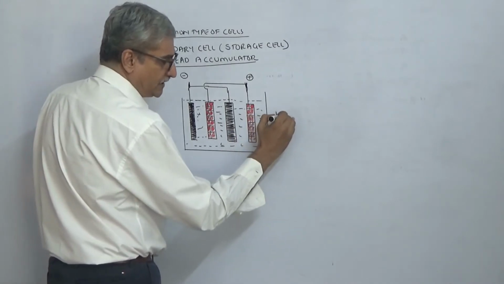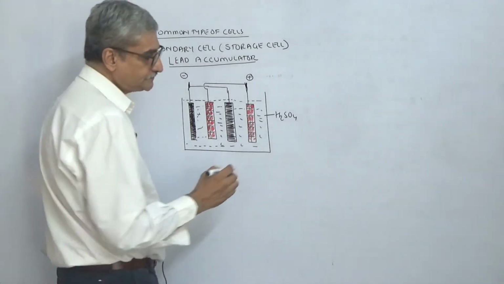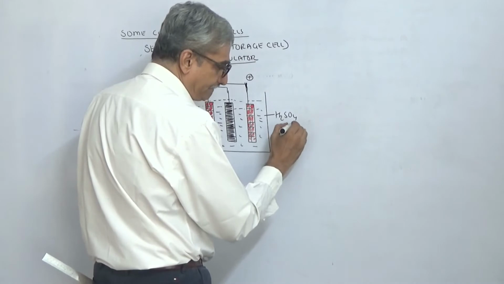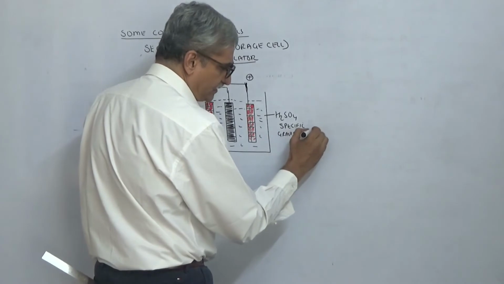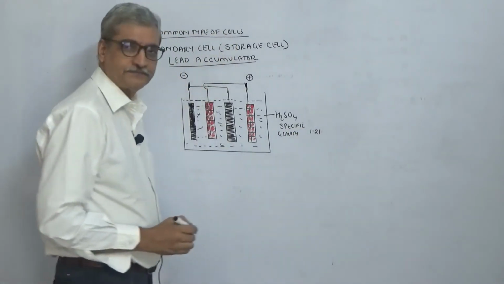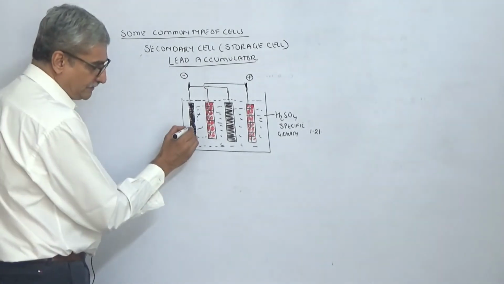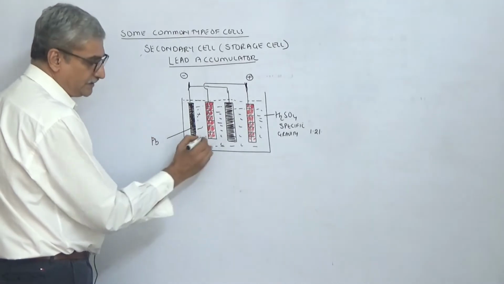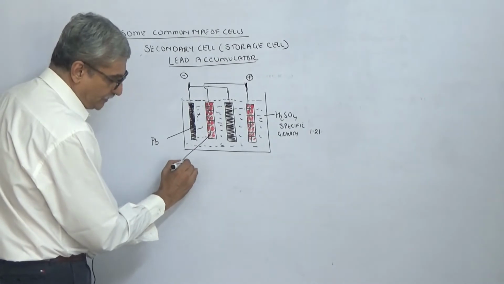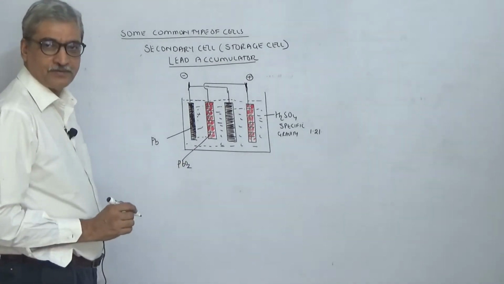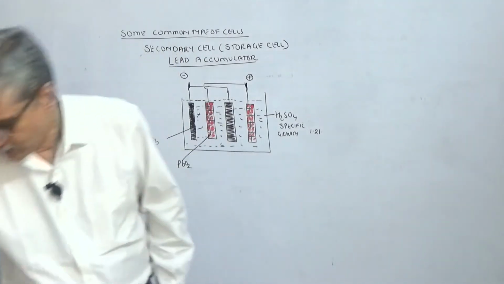in sulfuric acid, which has a specific gravity of 1.21. So this is pure lead, this is lead mesh in which we have put lead oxide, PbO2. Before I continue, I'll show you how this lead and lead oxide looks like.